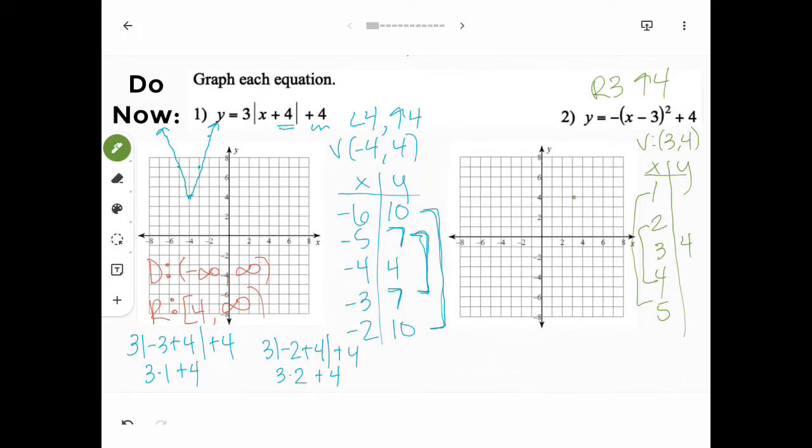If I plug in, say, 4, you're going to do 4 minus 3 is 1. 1 squared is still 1, so this is -1 plus 4, which is 3. And then if we plug in 5, 5 minus 3 is 2. 2 squared is 4, so this is -4 plus 4, gives me a 0 for those.